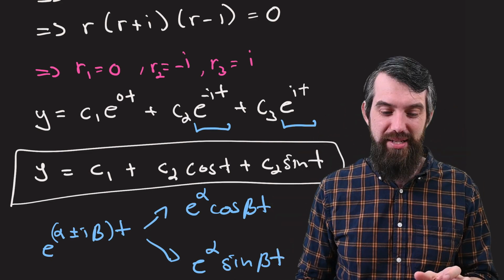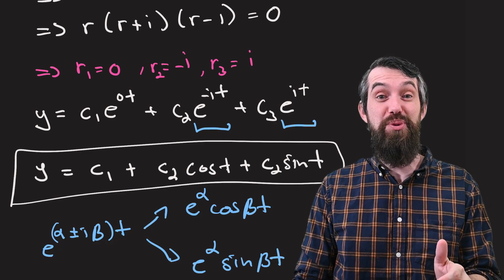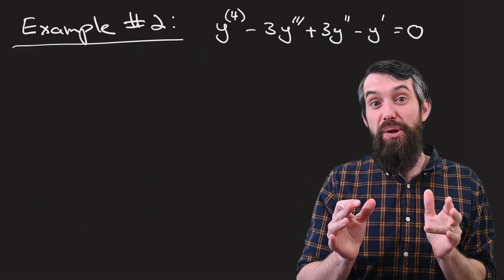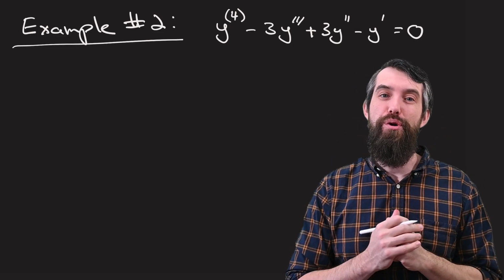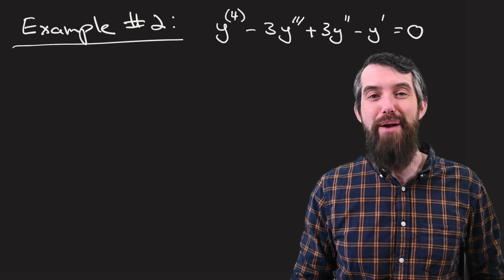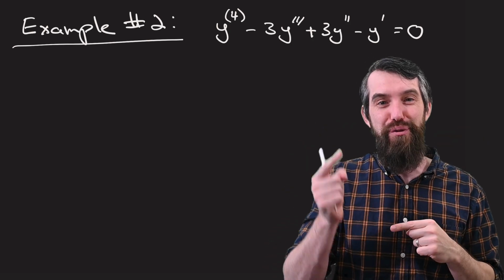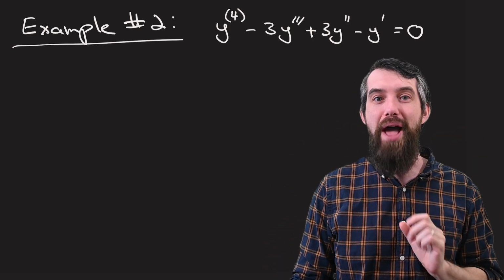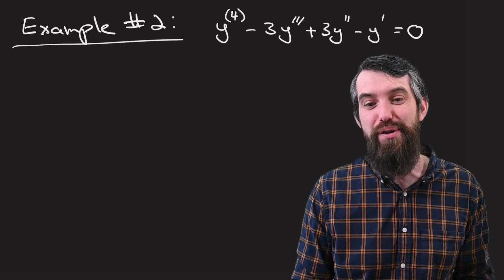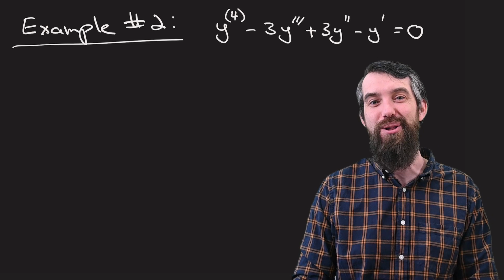Let's do one more example to lock in what happens when you have multiple types of repetitions. The second example is actually a fourth order constant coefficient equation this time. It's the fourth derivative of y. When you put it in brackets, you don't mean to the power of 4, you mean 4 derivatives. The fourth derivative of y minus 3 times the third derivative of y plus 3 times the second derivative of y minus y prime all is equal to 0.